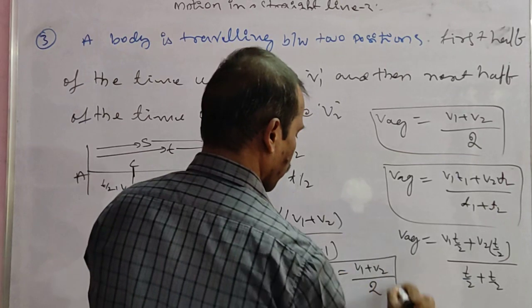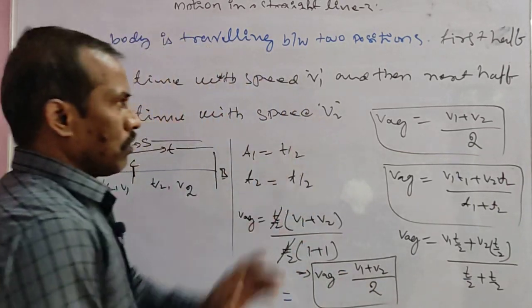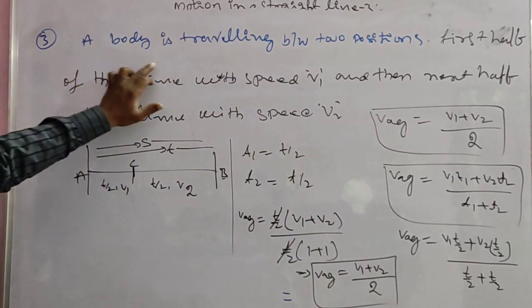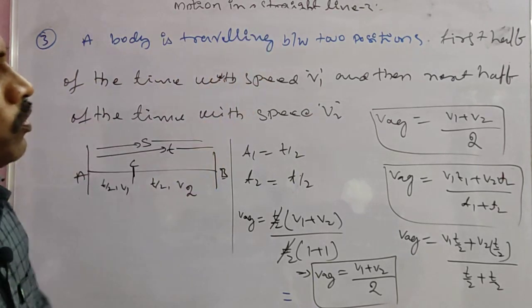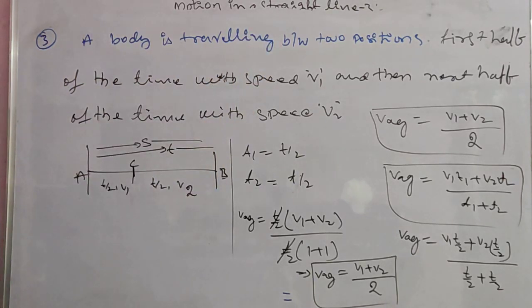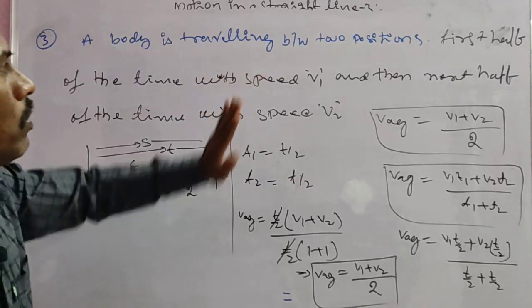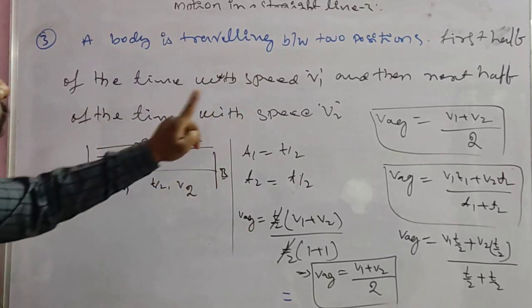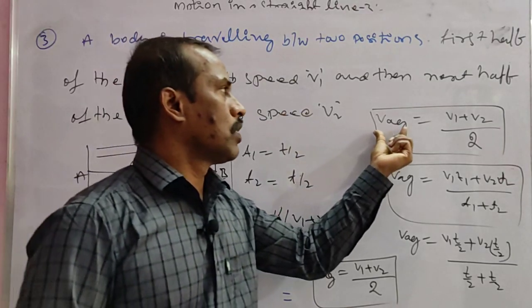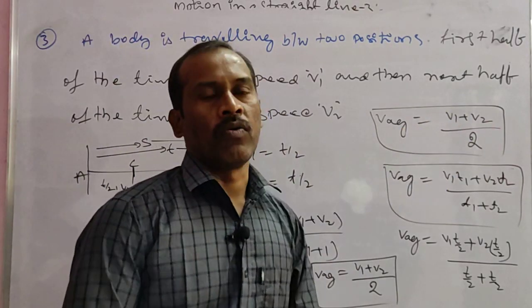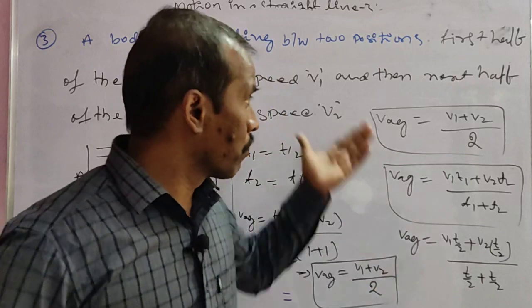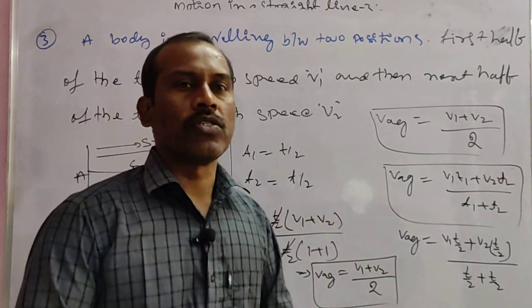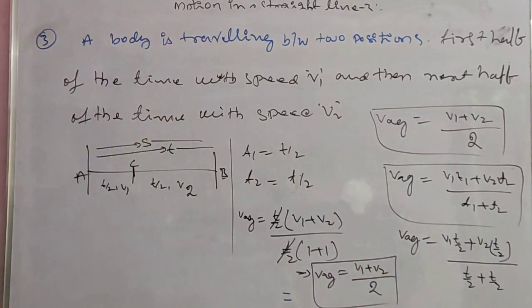This is that equation. Once again, a body is traveling between two positions, first half of the time with speed v1 and second half of the time with speed v2. Then the average speed is equal to (v1 + v2)/2. Now we will apply this to some numerical problems. Note this one first of all.